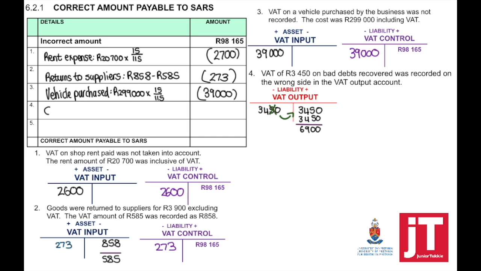Because VAT output is credited, it means that my VAT control account will be credited. So no brackets, it will be plus 6,900.